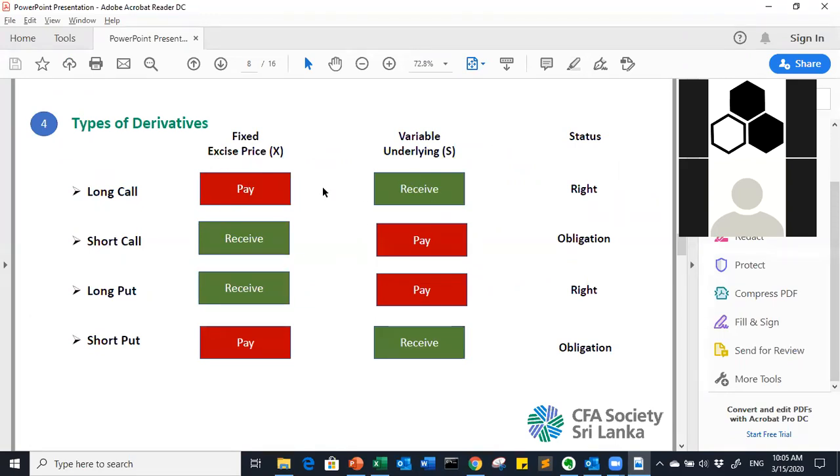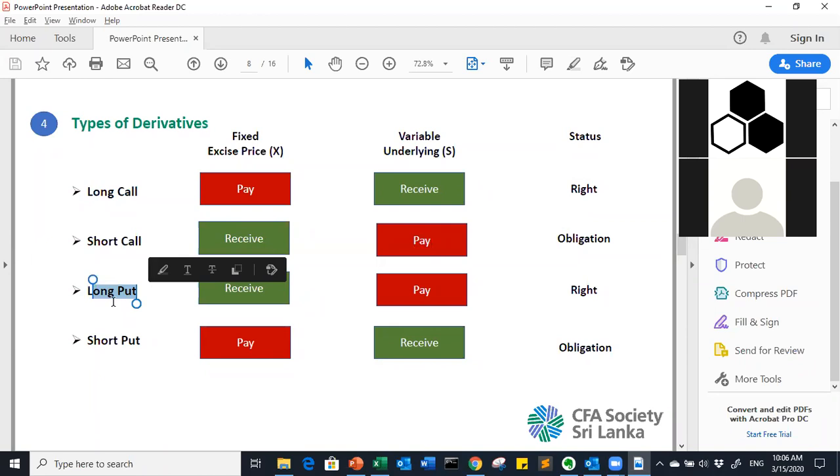So if it's confusing, just remember one thing. If you're the long party in the call option, it gives you the right to buy the asset. So in that situation, you're paying fixed, receiving something that's variable. And the short call would be the opposite of that. If the long party is paying fixed and receiving the variable asset, the short party is the one who has to accept that fixed payment and deliver that underlying, okay? So if you keep in mind the payoff structure of the long call, then automatically you can figure out the short call, because it's just going to be the reverse of that.